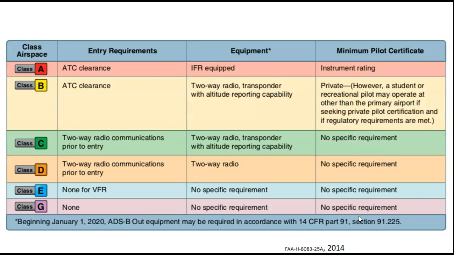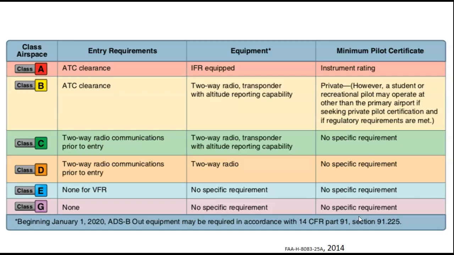Here's a table to make it easy for you to see the different entry requirements for different classes of airspace, the different equipment that's required, and also the minimum pilot certificate required. Class Alpha is the first one. You need an air traffic control clearance to enter Class Alpha airspace. Your airplane needs to be IFR equipped, and you need an instrument rating in order to fly in Class Alpha.